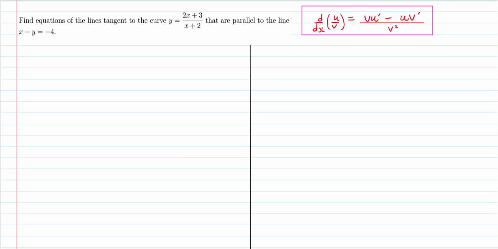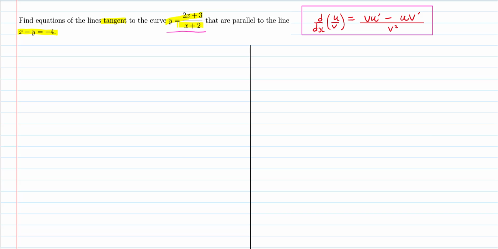In this video, we're going to find equations of the lines tangent to the curve y equals (2x plus 3) over (x plus 2) that are parallel to the line x minus y equals negative 4. So the first thing we're going to do, because we're trying to find equations of lines tangent to the curve, is differentiate this function so we can find out the gradient of the tangent lines.